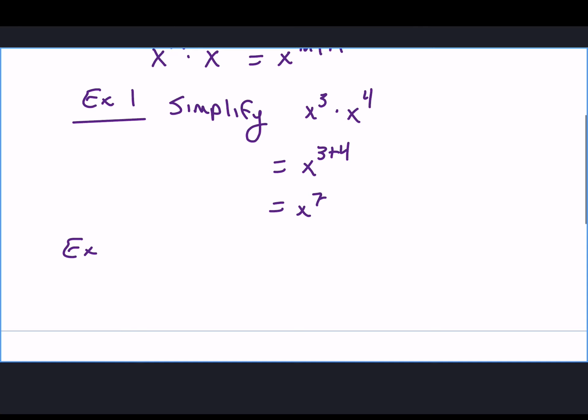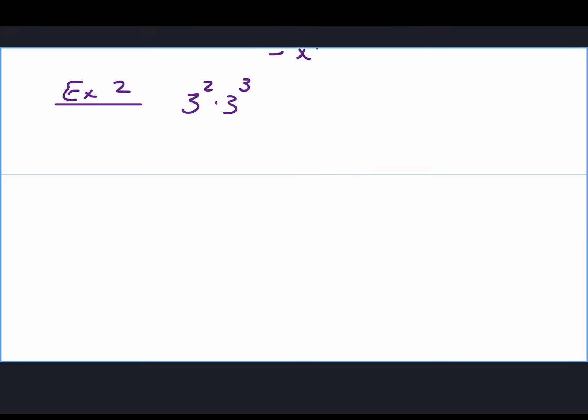Let's do another. Example 2. This time, our base is not a variable, but a number. So 3 squared times 3 to the third power. I'll move up so you can see it in the back. How can we simplify that? Well, exponents come first in order of operations, so first we would add those two together. We can add the exponents together because we have the same base. So that's 3 to the 2 plus 3, which is 3 to the 5th.